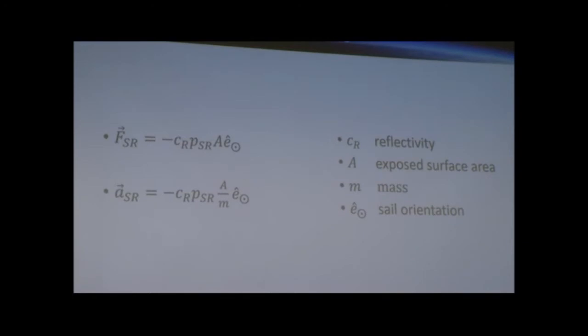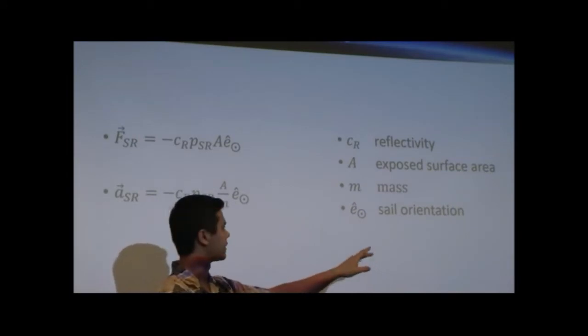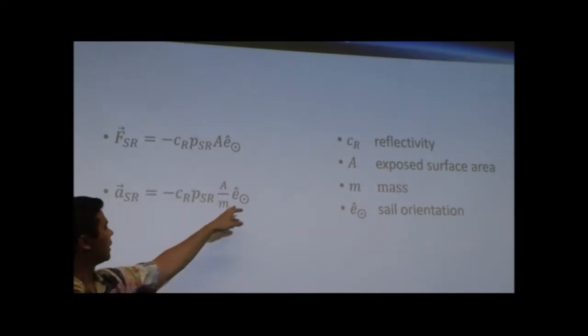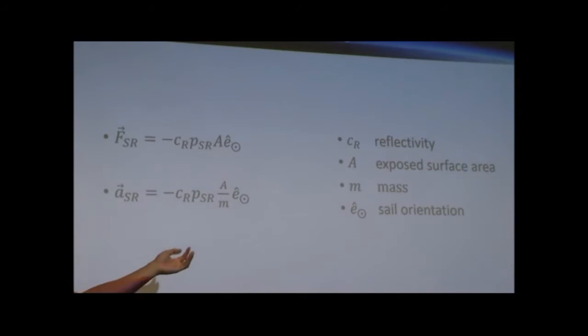Oh, that's a typo. That should just say sun direction. We're not going to worry about sail orientation just yet. So this e hat vector is the direction to the sun.